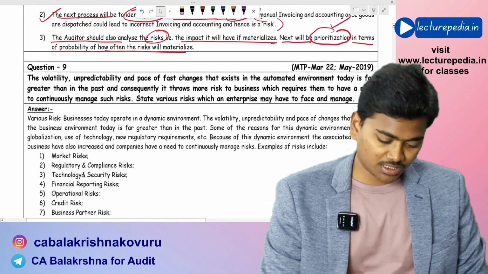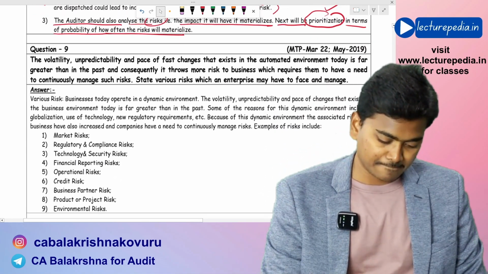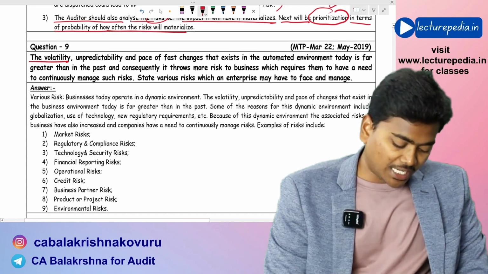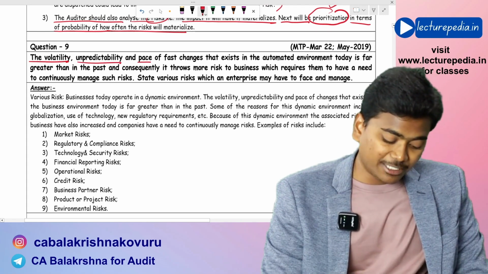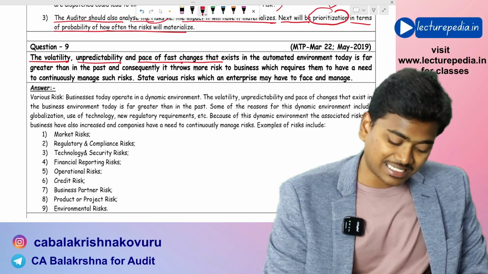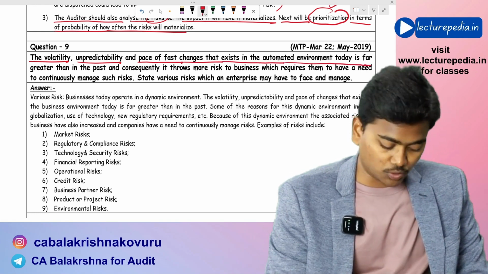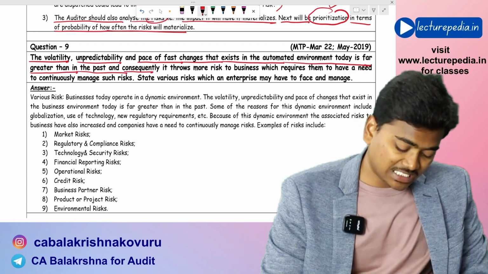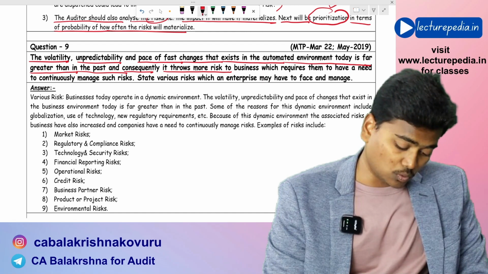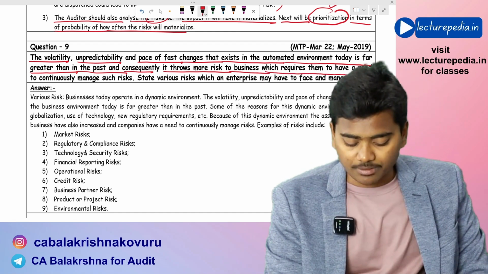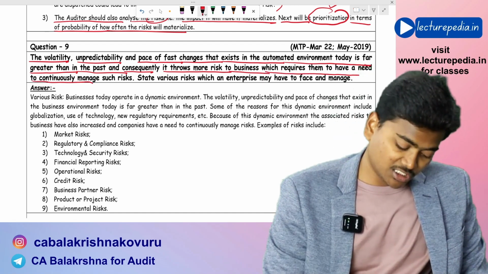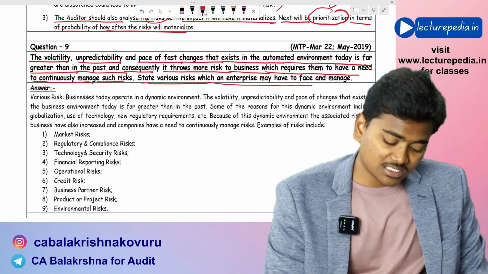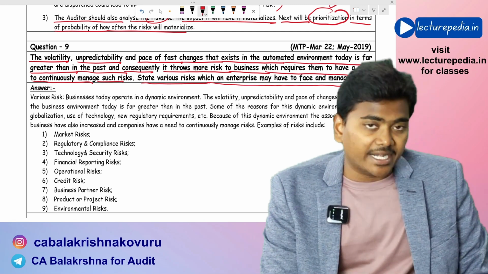Next, question number 9. The volatility, unpredictability, and pace of fast changes that exist in the automated environment today is far greater than in the past, and consequently, it throws more risk to businesses, which requires them to continuously manage such risk. State various risks which an enterprise may have to face and manage.